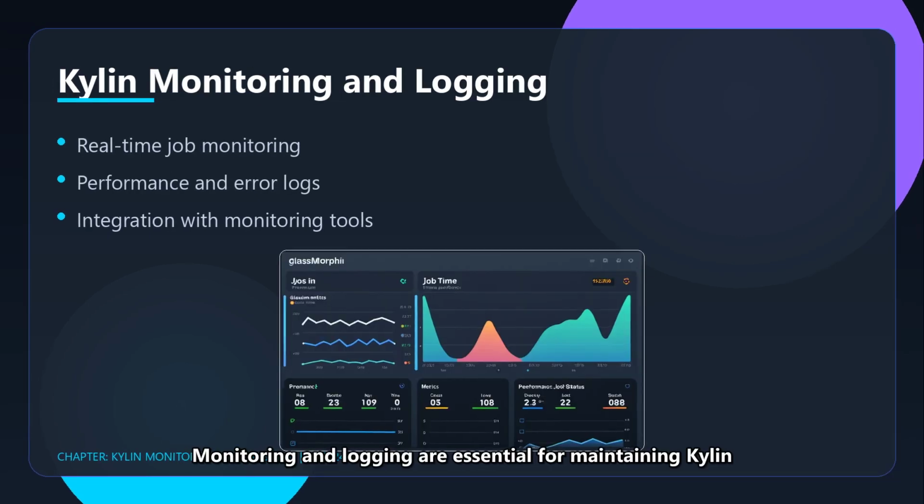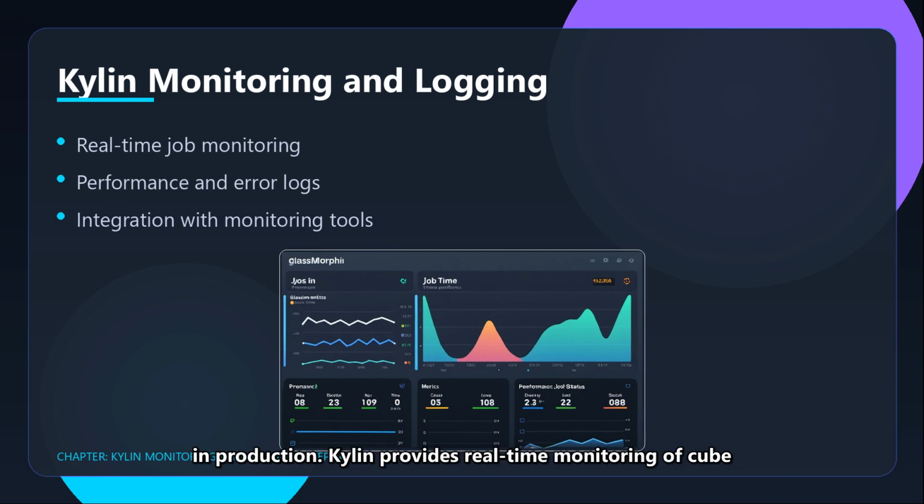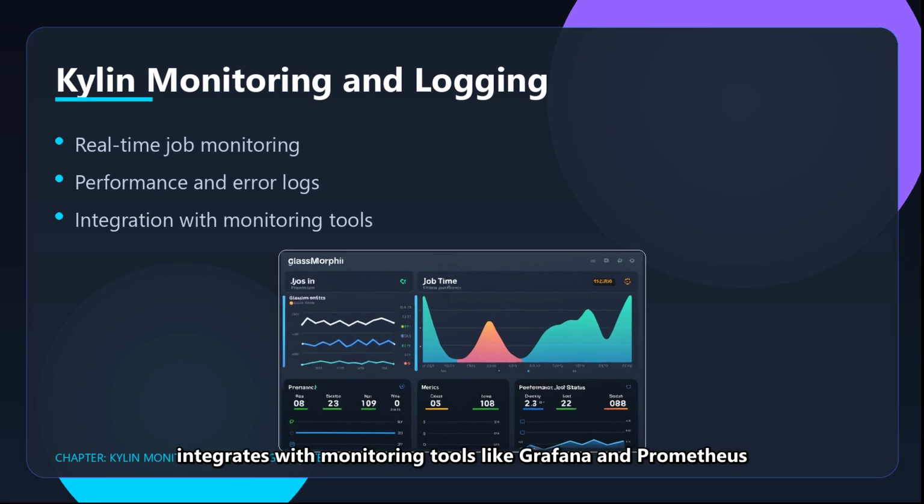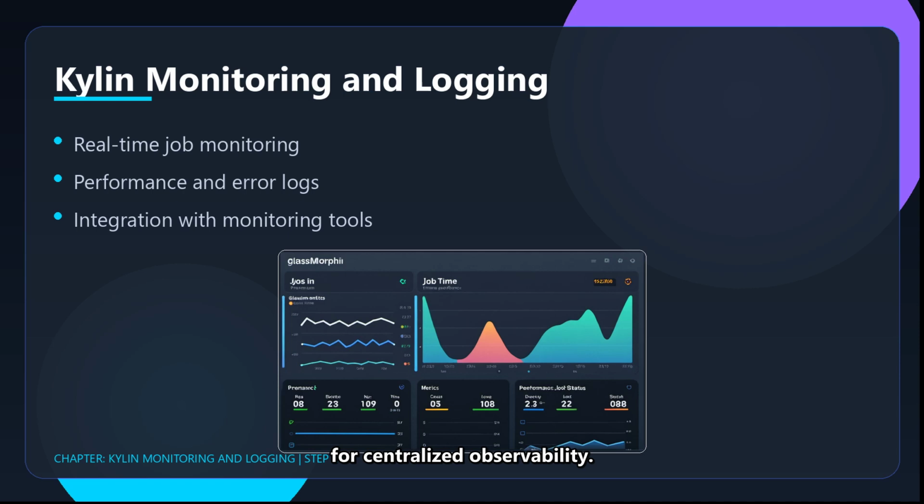Monitoring and logging are essential for maintaining Kylin in production. Kylin provides real-time monitoring of cube building jobs, detailed performance and error logs, and integrates with monitoring tools like Grafana and Prometheus for centralized observability.